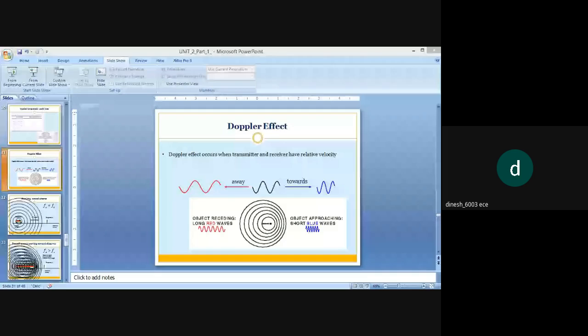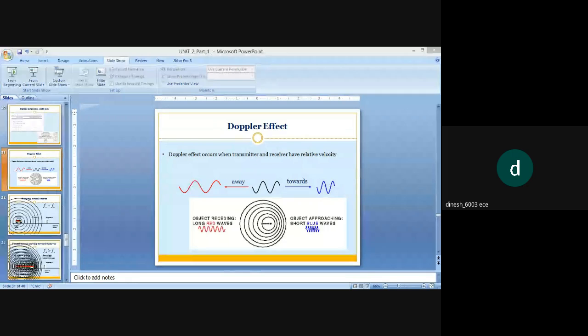The source frequency is represented as Fs, and at the observer it is represented as F0. The speed of the wave is 340 meters per second. Now let us see. We are assuming that F0, the observed frequency, is equal to the source frequency Fs. So this is a resting sound source.